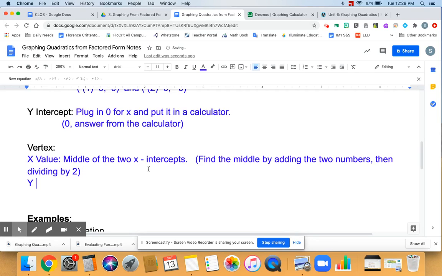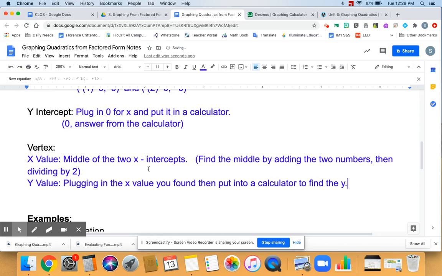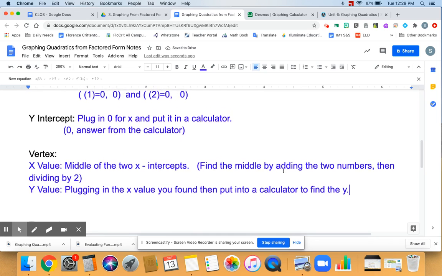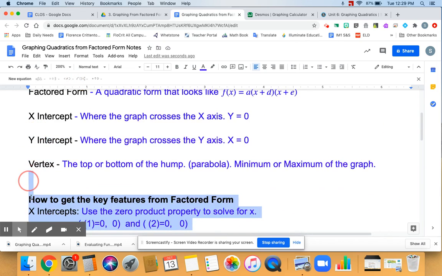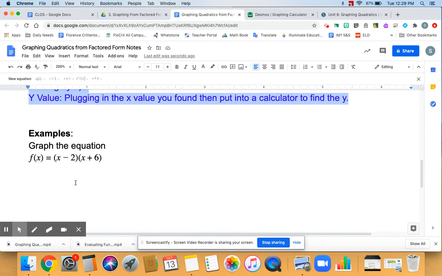For the y value, you end up plugging in the x value you found, then put it into a calculator to find the y. So this is how we do it all. So let's do it on a couple examples.